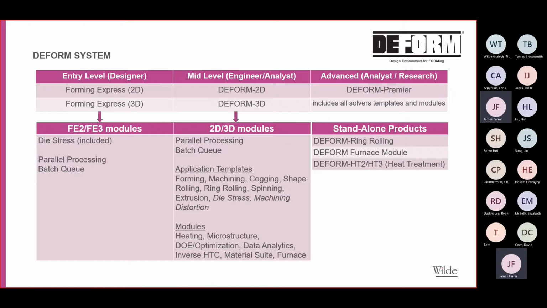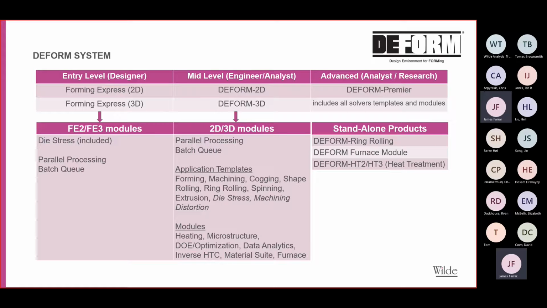So the system itself, we have the entry-level designer tools called Forming Express. There's some modules you can add on, parallel processing or batch queues, for these applications. As we move up to the engineer analyst level, we have the DEFORM 2D and 3D products, which come with a range of application templates for forming, machining, cogging. I'll show some examples of those.